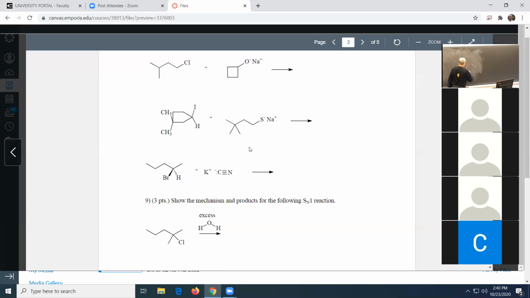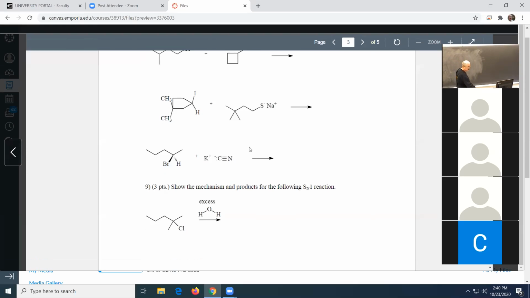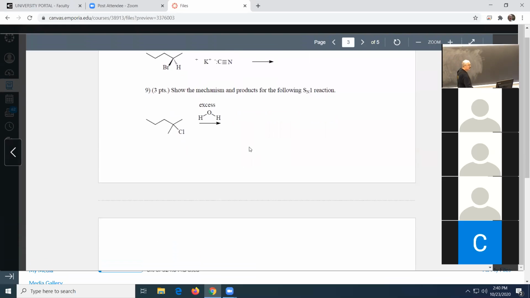In cyanide, carbon is the nucleophilic atom. So this will come in from behind. And that will push the hydrogen forward. Okay, the next one is an SN1.